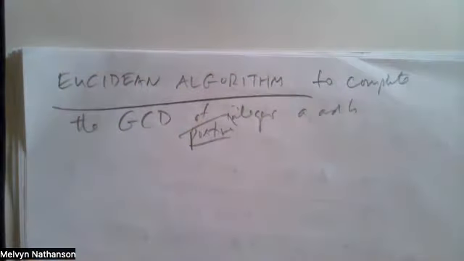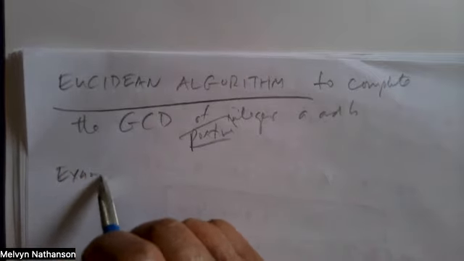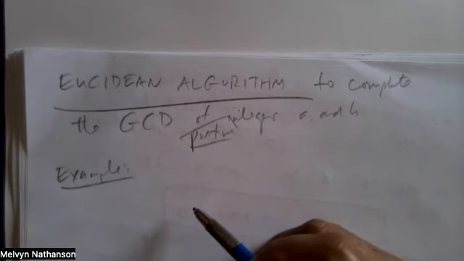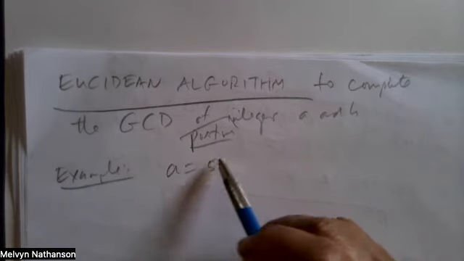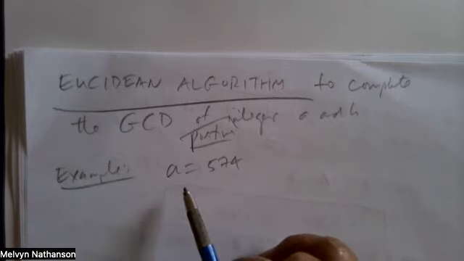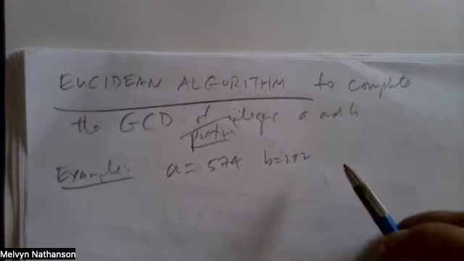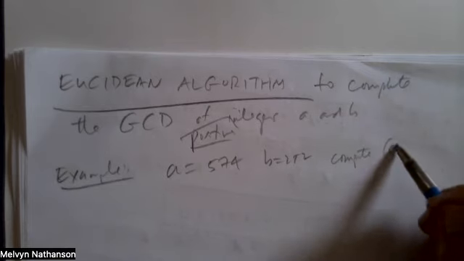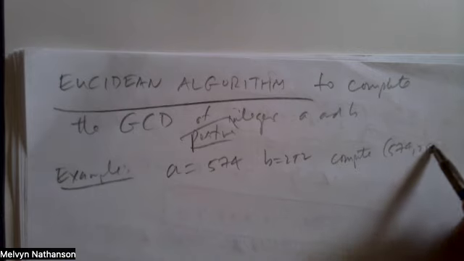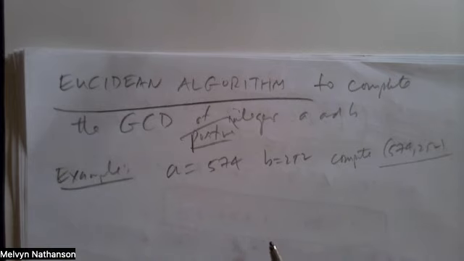Let me pick an example that's in the text. So the Euclidean algorithm is a process of just successive long division. Suppose I take a equal to the number 574 and b equal to the number 252, and we want to compute the GCD of 574 and 252. This is our notation for the greatest common divisor of these two numbers.